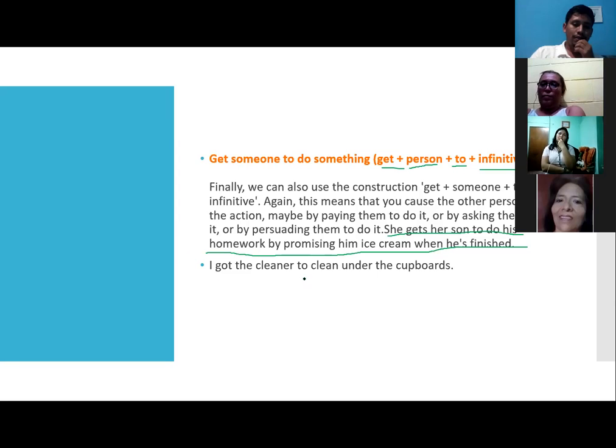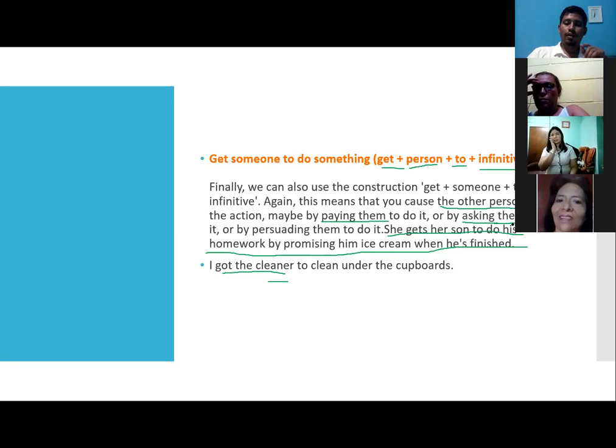I got the cleaner to clean under the cupboards. Okay. I got the cleaner to clean under the cupboards. What happened here? Okay. In this case, it's not persuasion. What we see here is the action of asking someone to do something, okay? Because the instructions say that when we use this structure, this means that you cause the other person to do the action. Maybe by paying them, in this case, or by asking them, that also applies to this, I call the cleaner.